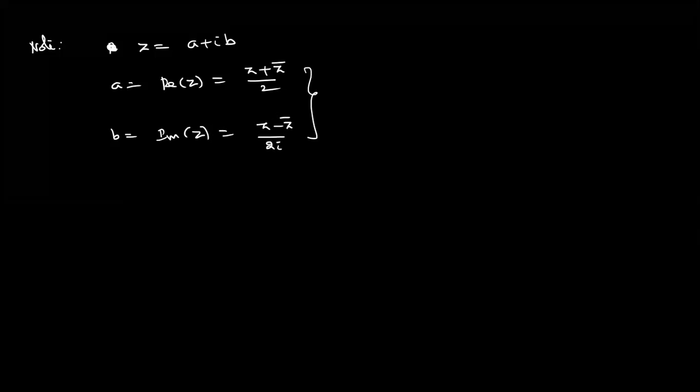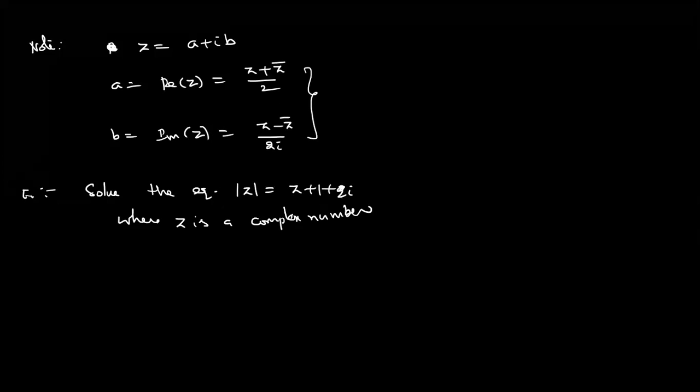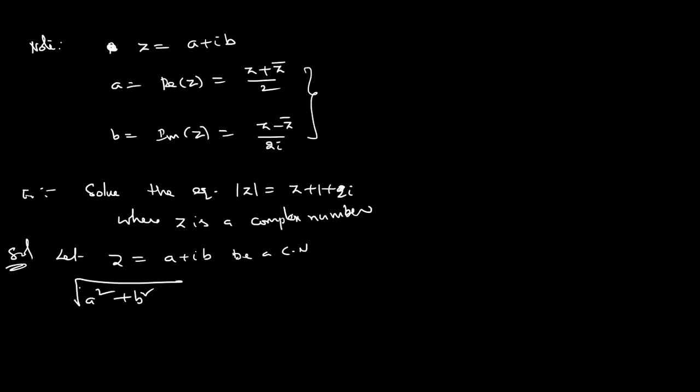Now get ready. Question number 1. Sometimes they ask like this: solve the equation mod z is equal to z plus 1 plus 2i, where z is a complex number. Anyone? How to solve? Listen carefully. Consider that z is equal to a plus ib, a complex number. So what is the modulus of z? Anyone? Root over a square plus b square. I told you, right?